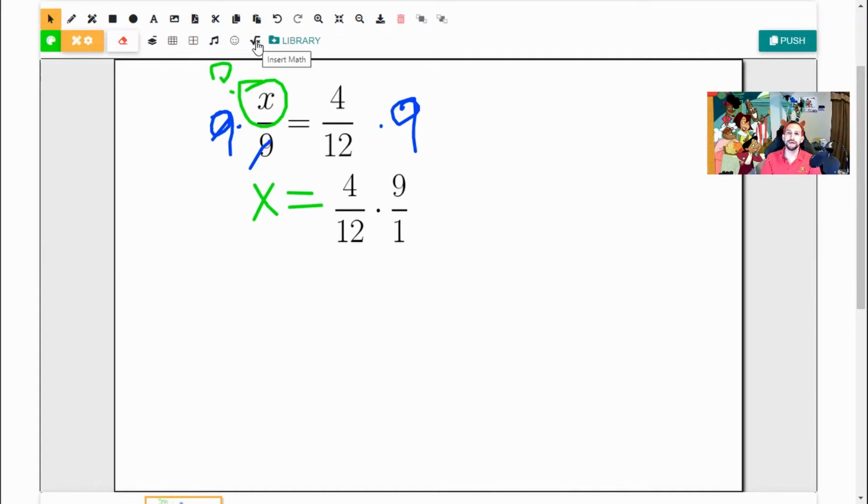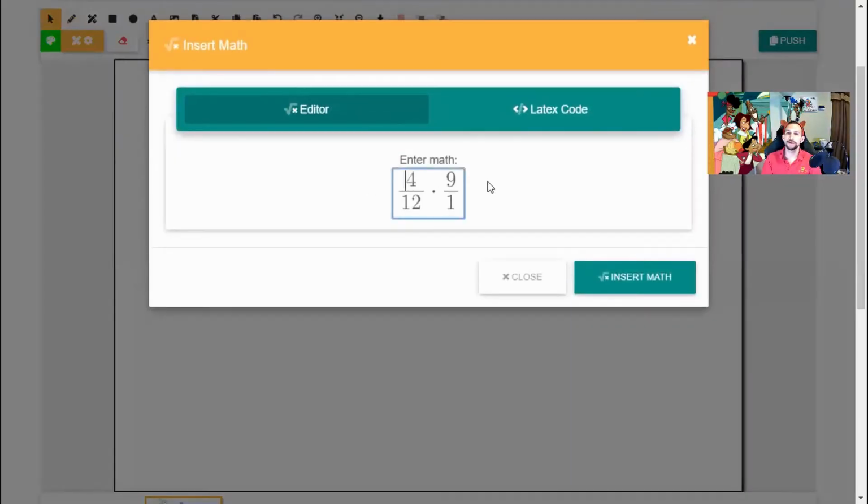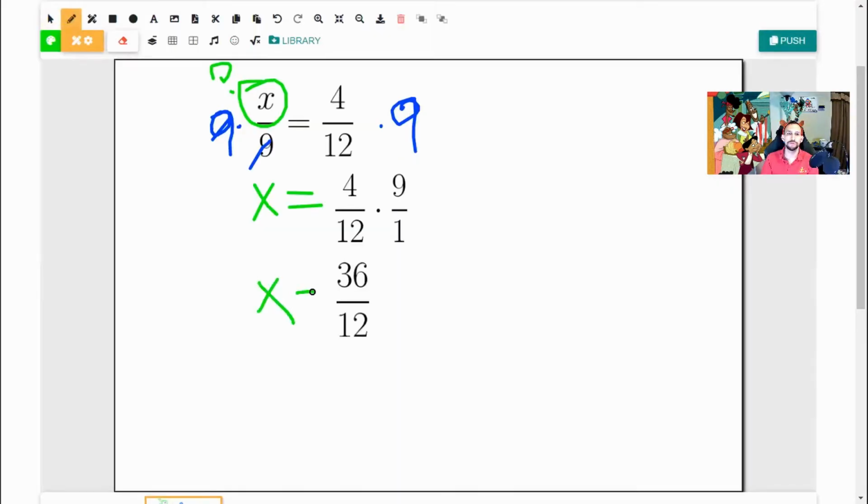Now let's simplify. 4 times 9 is 36. Of course, 12 times 1 is 12. So our x is equal to 36 over 12. Of course, we want to simplify that. 12 goes into 36 3 times. So our solution should be x equals 3.